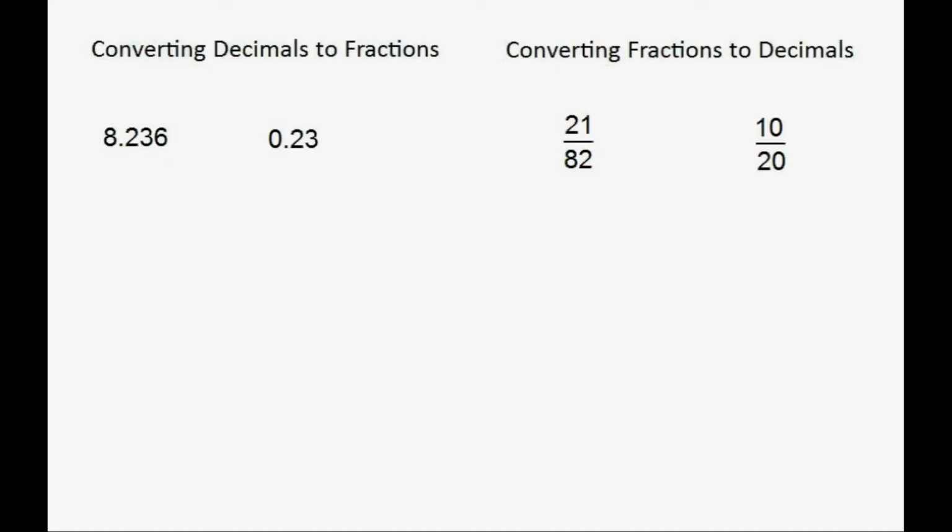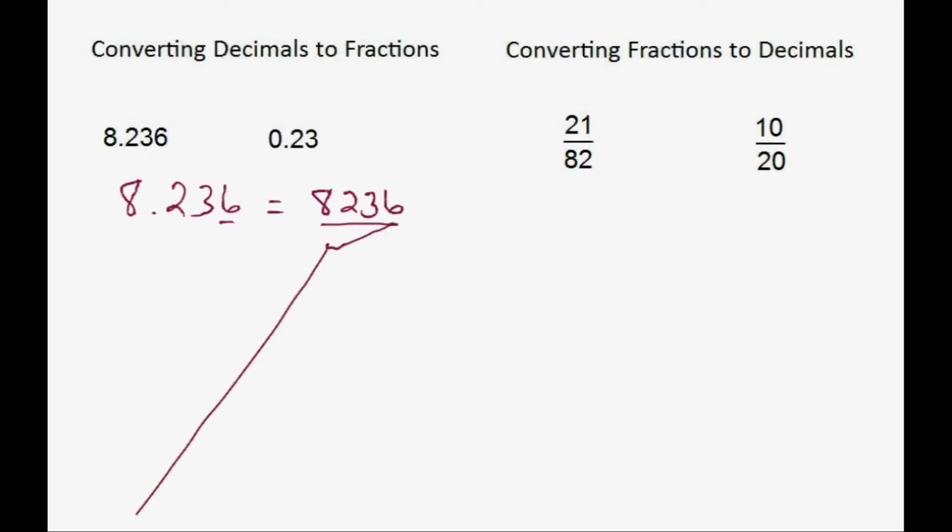Converting decimals to fractions. Our first example is 8.236. When converting decimals to fractions, the first step is to take the last digit and figure out what place value that digit lies in. Our last digit 6 lies in the thousands place. So now we're just going to place this number over 1000 and remove the decimal point.